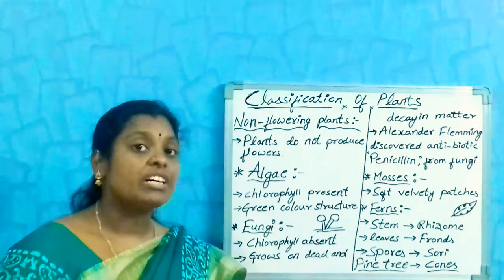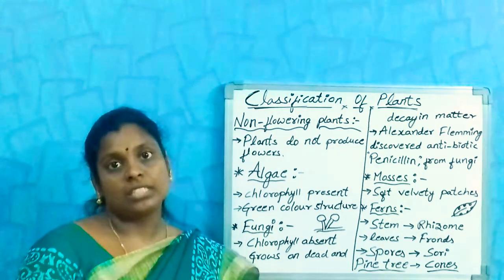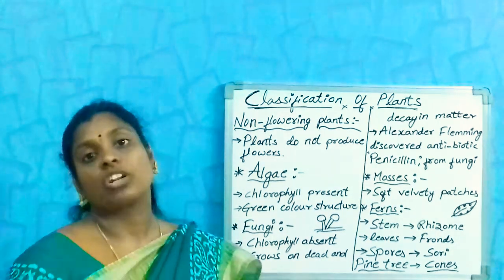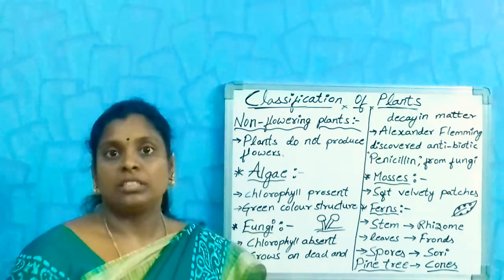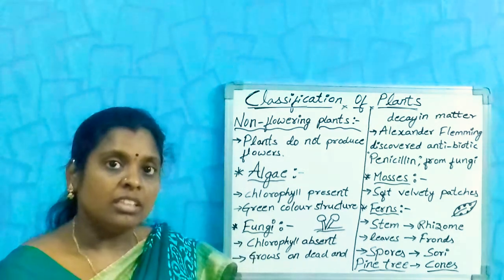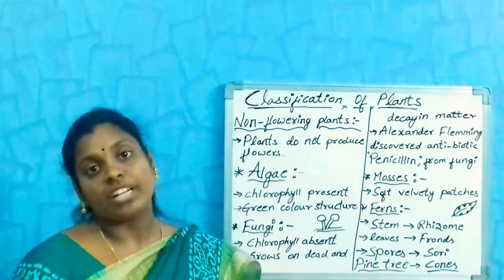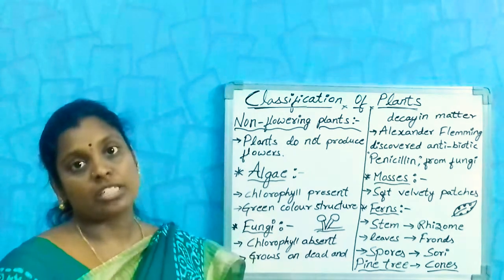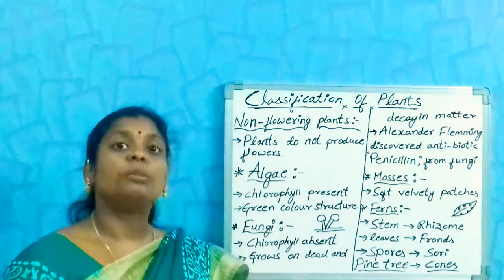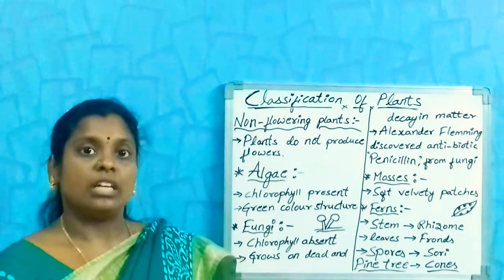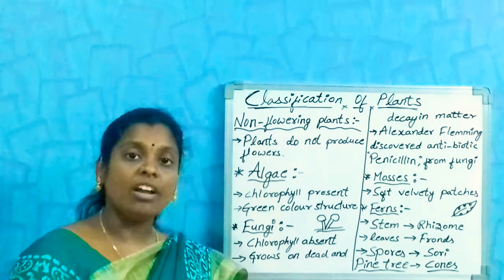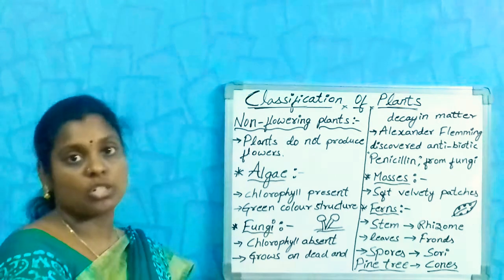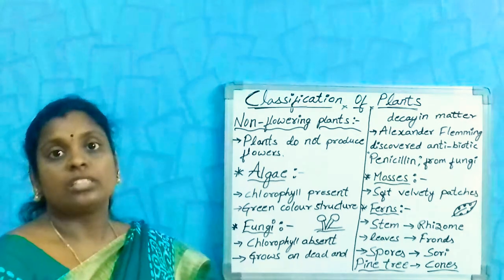In that one, the first one is flowering plants. The plants which produce flowers are called flowering plants. And those flowering plants are also divided into monocotyledonous plants and dicotyledonous plants. On which basis? On the basis of the seeds. It may contain one cotyledon or two cotyledons. So, on the basis of cotyledons, those flowering plants are divided into two categories.